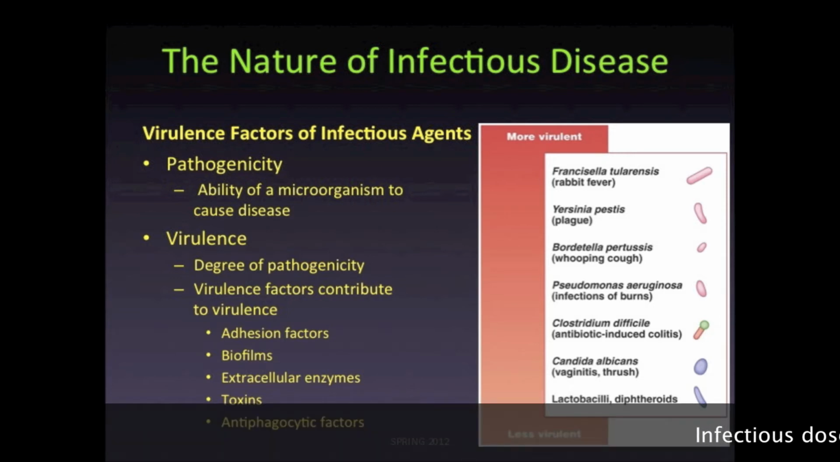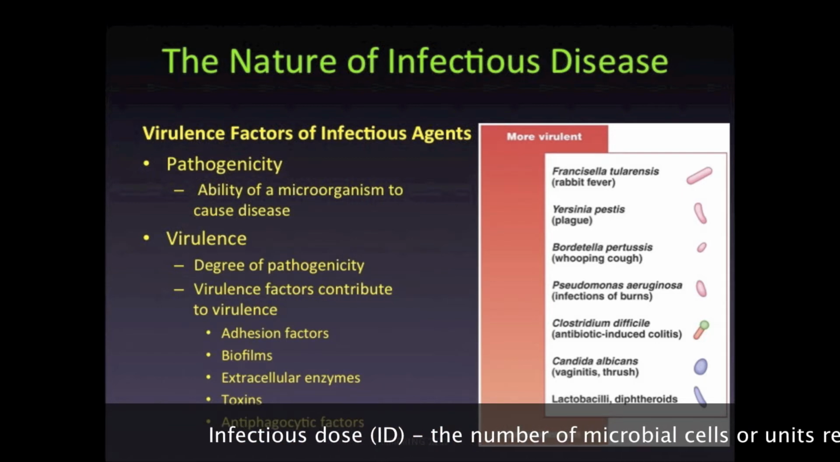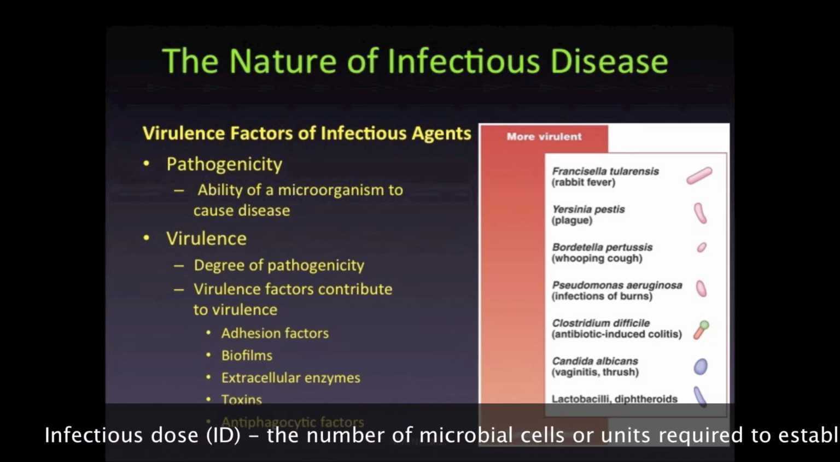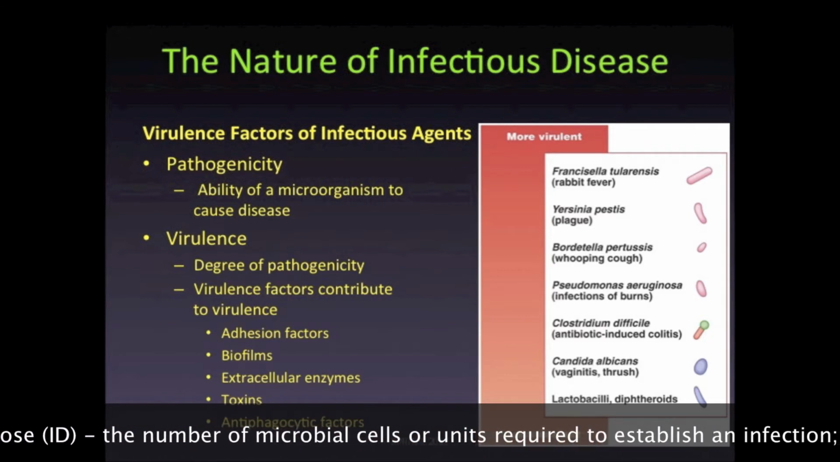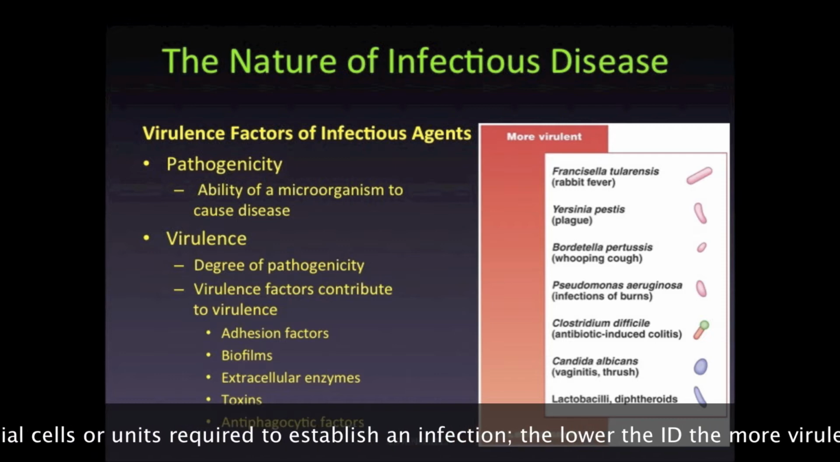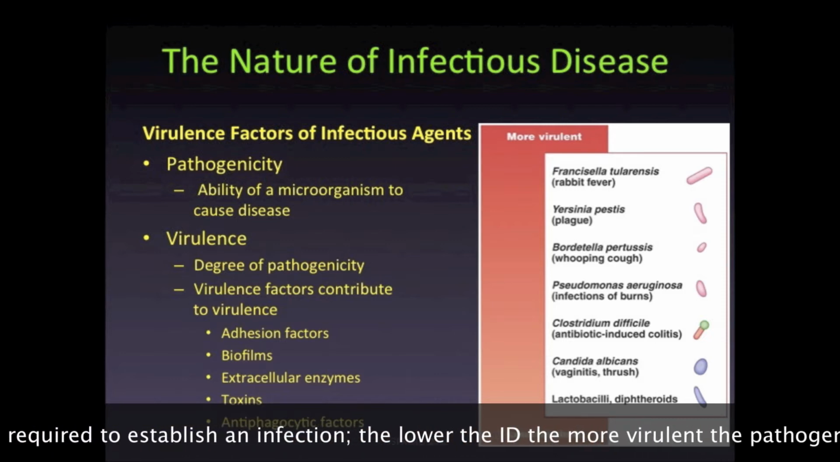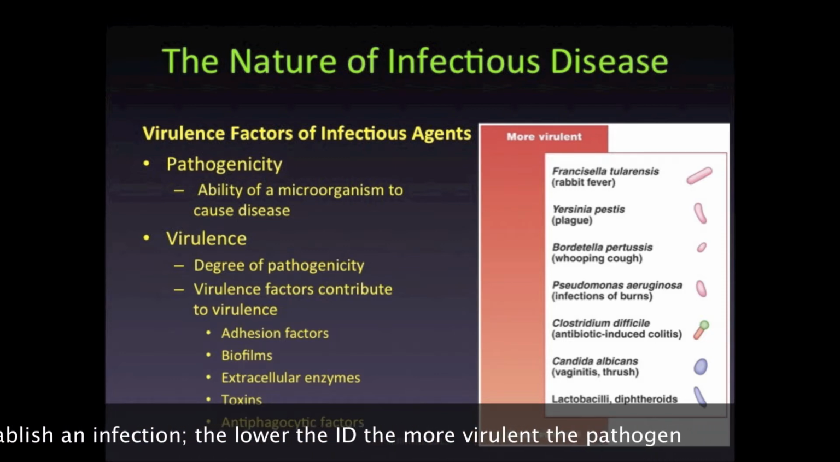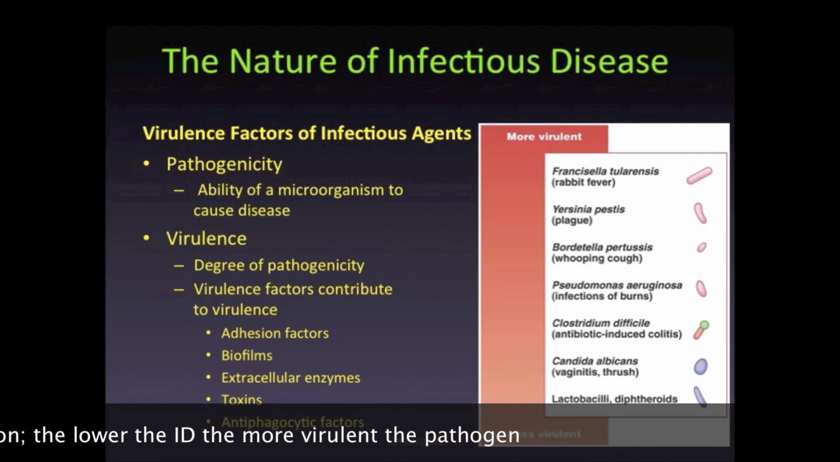The virulence of the microorganism can usually be reflected by the infectious dose. The infectious dose is the minimum number of the microorganism required for infection. The infectious dose is determined experimentally. Generally, the more virulent a microorganism is, the smaller the infectious dose required for infection and disease.